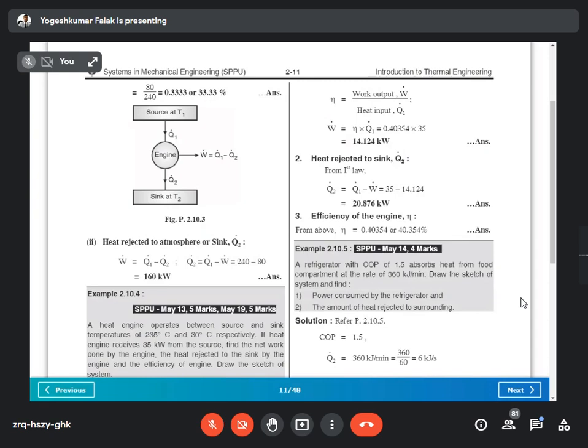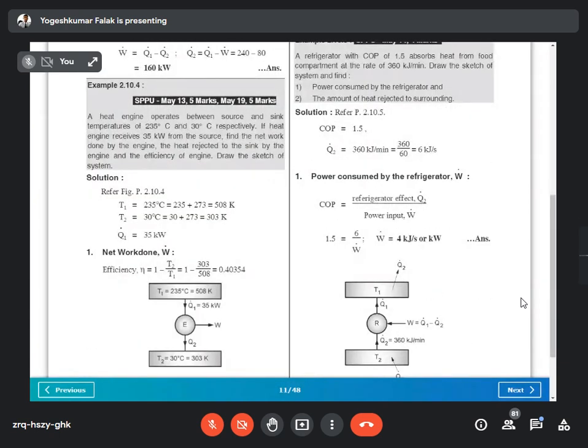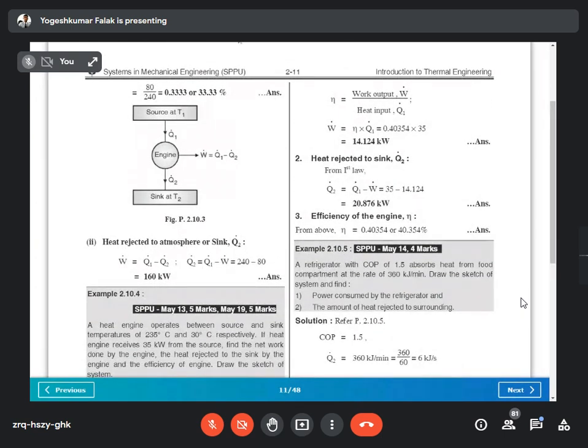Let me know whether these values are correct or not. Once you know this work done, from the first law, W is equal to Q1 minus Q2. So to calculate Q2, it's Q1 minus W. So 35 minus 14.124, you get 20.876. And from the equation 1 minus T2 by T1, you get the efficiency of the engine equal to 40.354%. Let me know whether these values are correct or not. Calculate it and let me know.